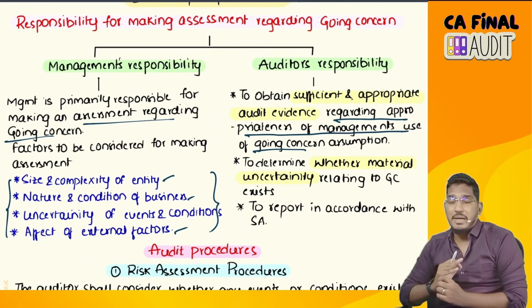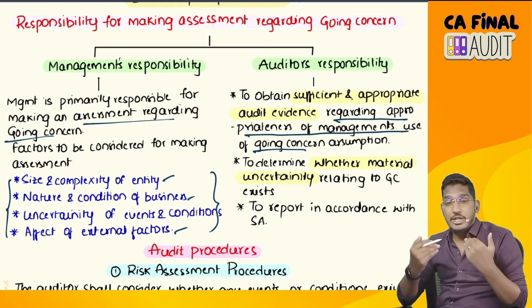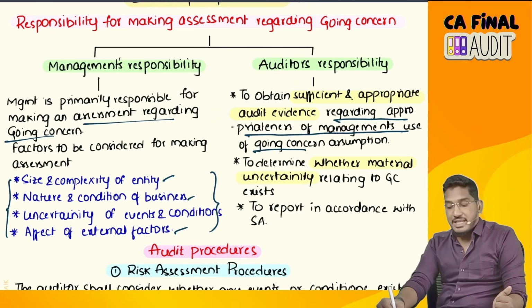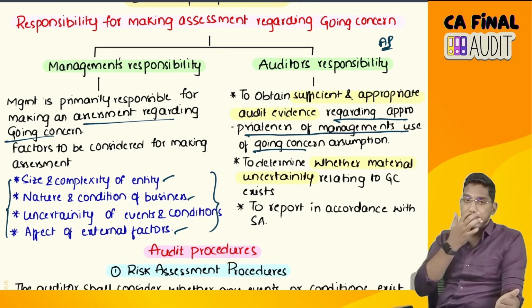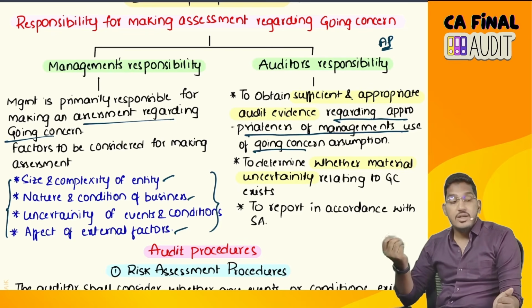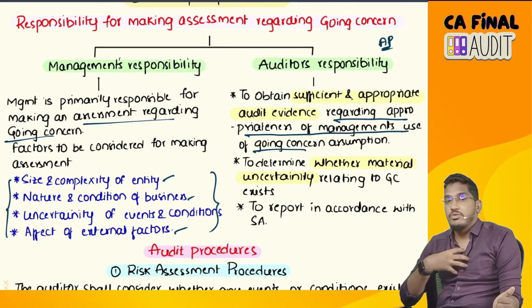So whatever assessment management has made, for that I need to obtain audit evidence. Now how will I obtain that audit evidence? I will try to obtain that audit evidence by performing audit procedures. Definitely right. So if I want to obtain audit evidence, I need to perform audit procedures. Sir, what audit procedures do I need to perform to obtain audit evidence regarding appropriateness of management's assessment of going concern?